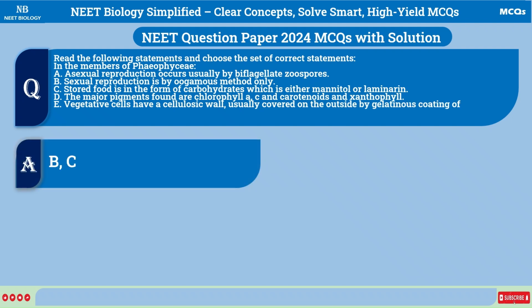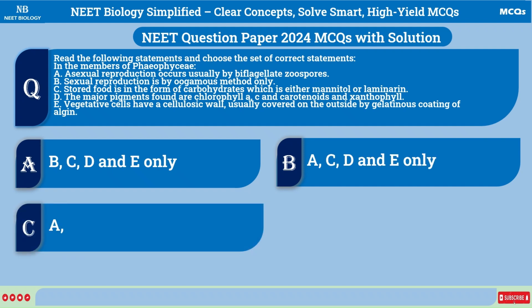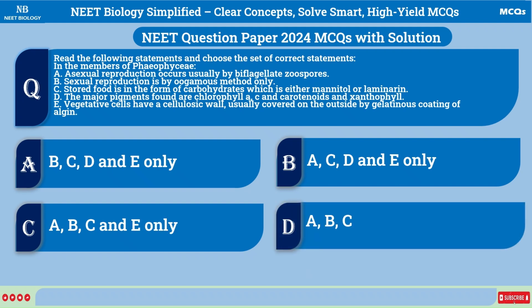Options: A. A, B, C, D and E only. B. A, C, D and E only. C. A, B, C and E only. D. A, B, C and D only.